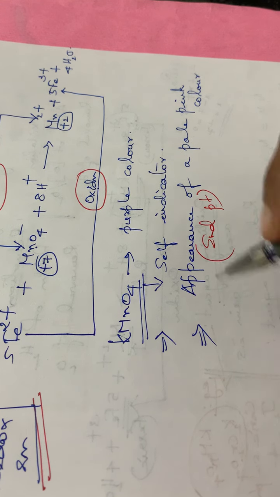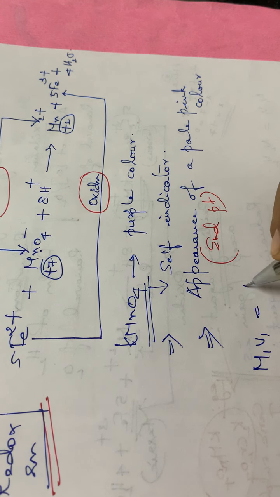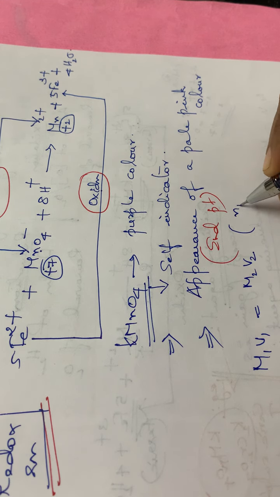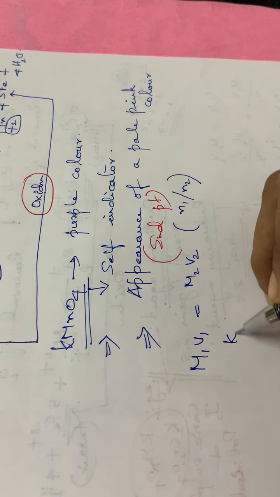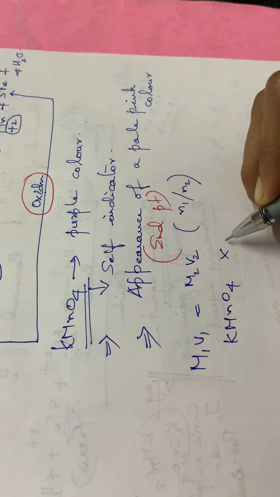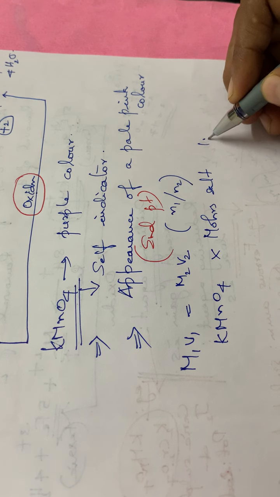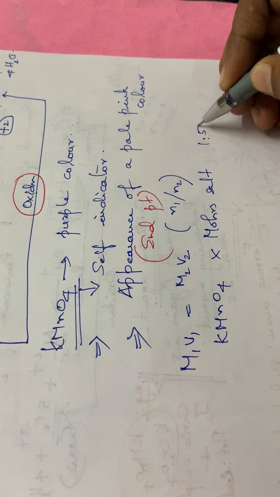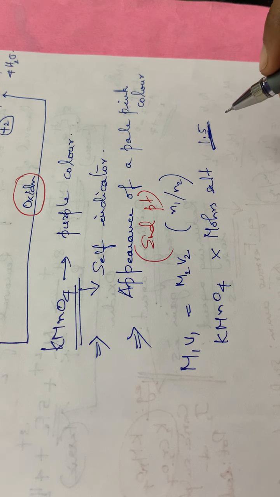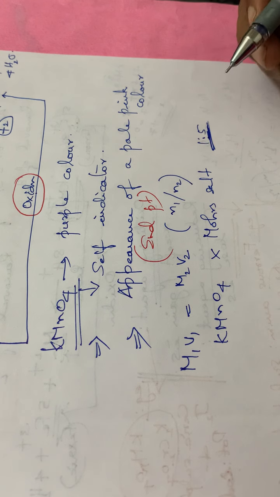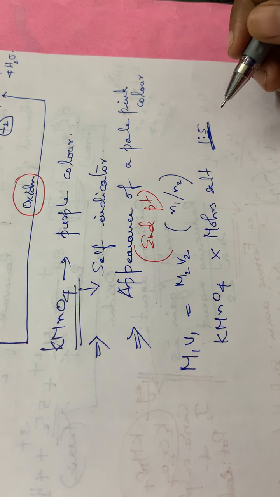And also the stoichiometric ratio in this reaction, that we had already written: M1V1 is equal to M2V2 into N1 divided by N2. So for this reaction, the stoichiometric ratio of KMnO4 versus Mohr's salt is 1:5.